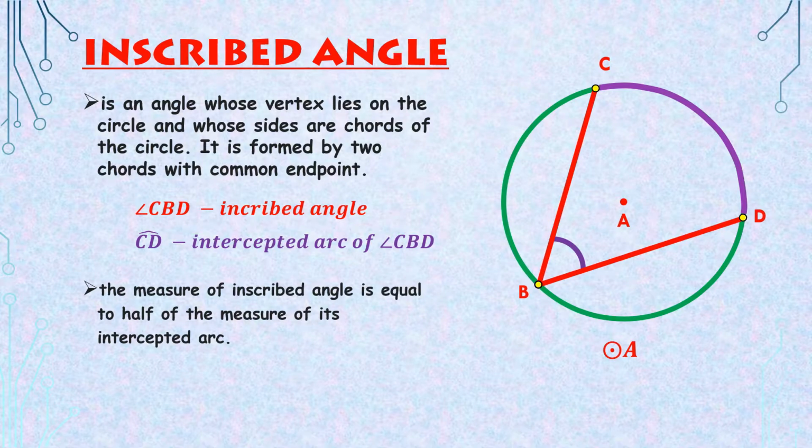So the measure of an inscribed angle is equal to half of the measure of its intercepted arc. Therefore, we can say that the measure of angle CBD is equal to 1/2 of the measure of arc CD. So in our figure, if arc CD is equal to 82, we can easily get the measure of angle CBD by getting 1/2 of 82, which is 41 degrees.